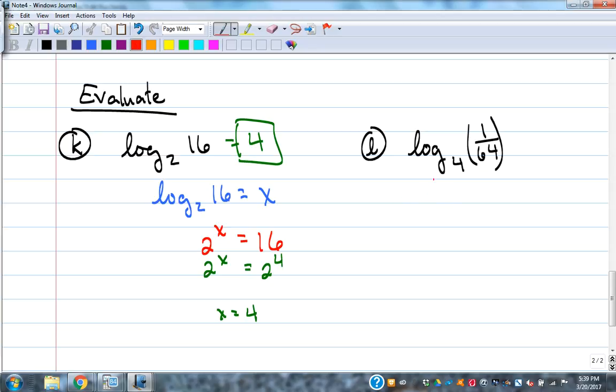Again, this is how I think about that. I was like, 4 to what power is 1 over 64? I happen to know that 64 is 4 to the 3rd, and then it's a fraction, so I'll make it negative. I know that that's negative 3.